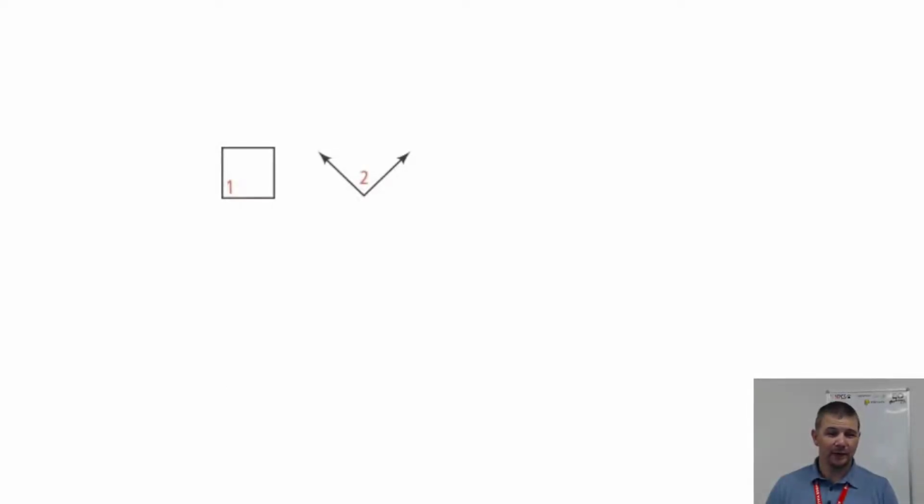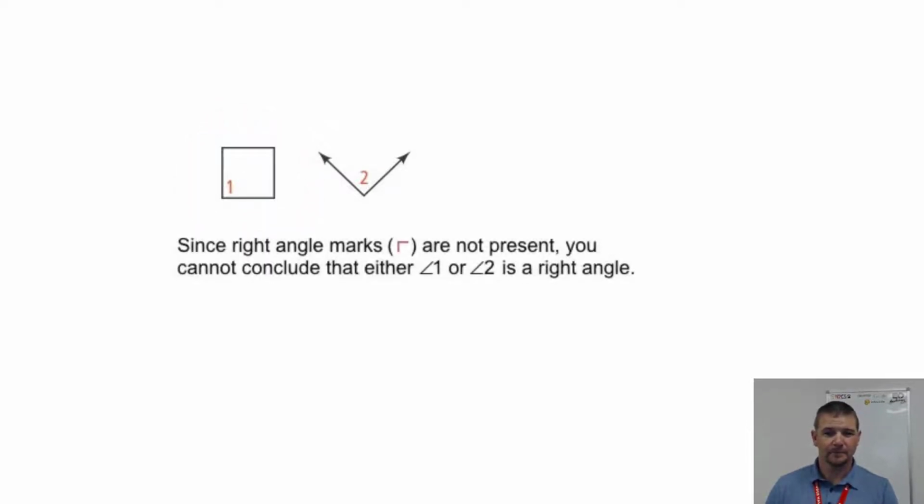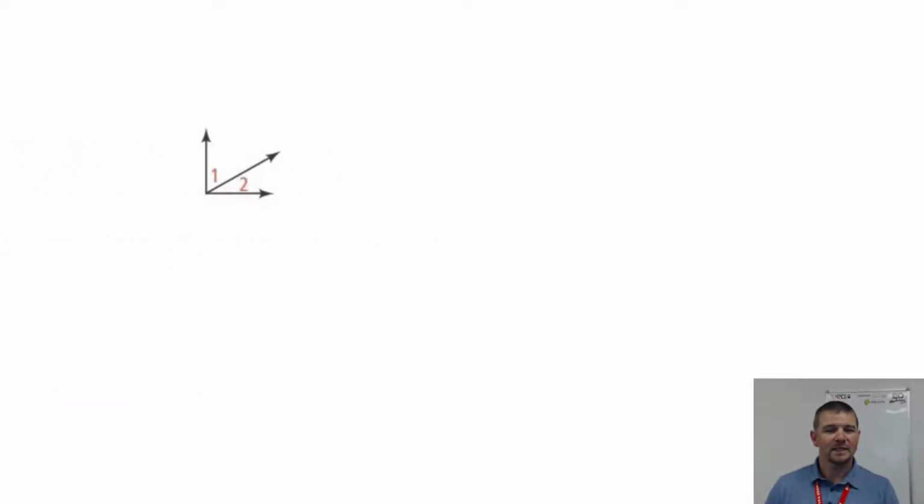In the case of the quadrilateral, shown here with an angle 1 marked, it sure looks to be a square, but since right angle marks are not present, you cannot conclude that angle 1 is right or that angle 2 is a right angle. Since you do not have evidence that the measures of angle 1 and angle 2 have a sum of 90, you cannot conclude that angle 1 and angle 2 are complements.